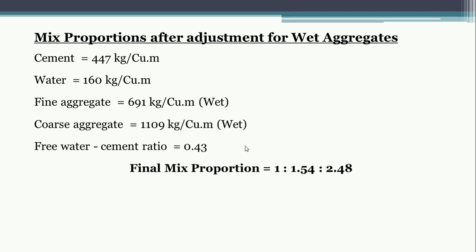And also, in the previous problem the water cement ratio was around 0.34, but here the water cement ratio is 0.43. Why? Because there it is for M45 grade, and as you go on increasing the strength, you decrease the water cement ratio. But here the strength is M30, so 0.43 is more than enough to achieve the strength. So this is the final mix proportion for this mix design, that is 1 is to 1.54 is to 2.48. So that ends the problem.